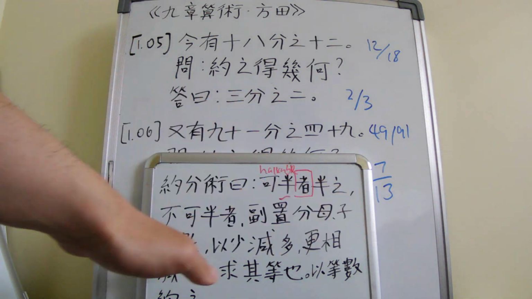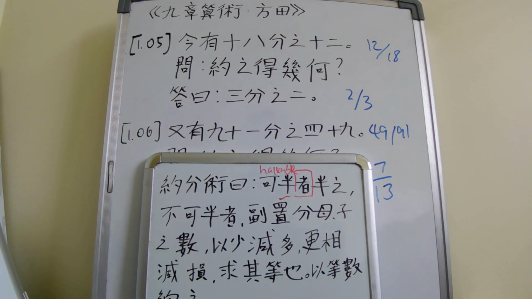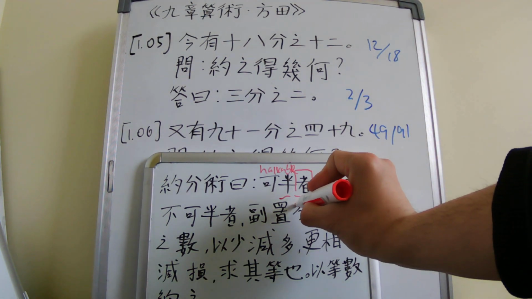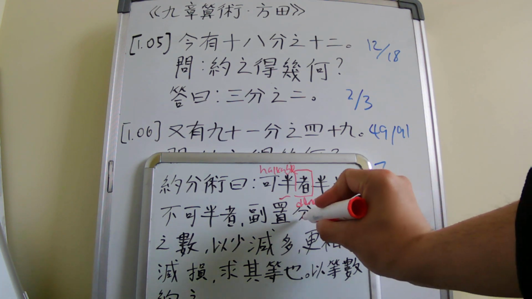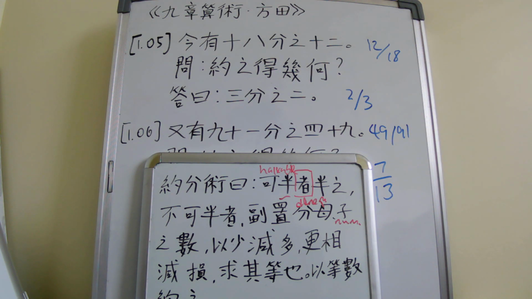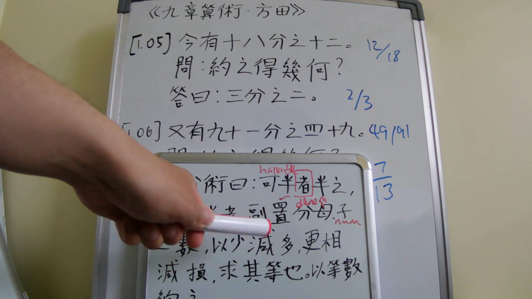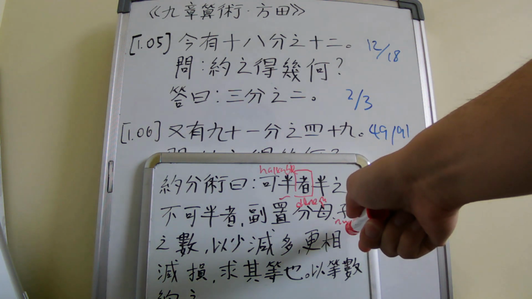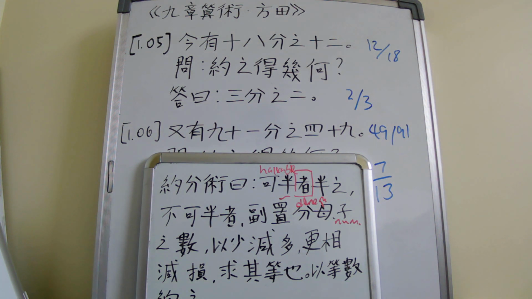And if they cannot be halved, 不可半者 means if the numerators and denominators cannot be halved, 副置分母子之数 means on the side, you should set the numbers of the denominator, which is called the 分母. So that's the denominator. I'm going to put denom here for 分母. And 分子, okay, so that's going to be the numerator. I'm going to put num for numerator. The numerical values. And what you do is the next step. 以少减多, use the lesser number and subtract that from the greater number. So likely you're going to use the numerator and take that away from the denominator, because these fractions that are presented in the questions are not top-heavy or improper fractions.